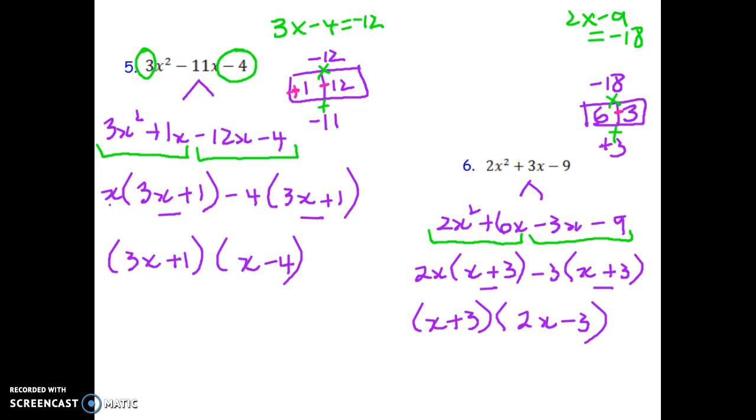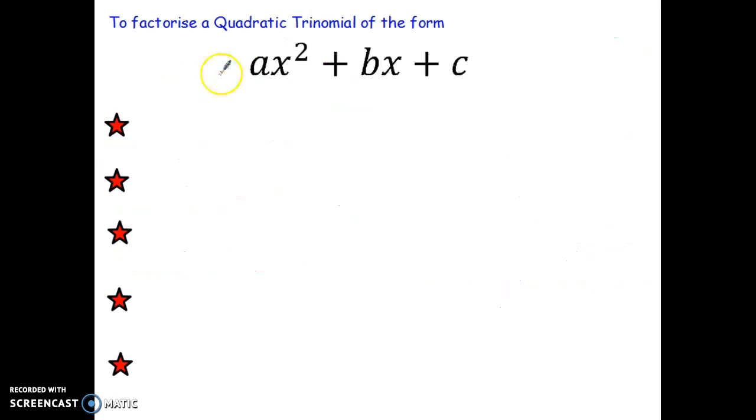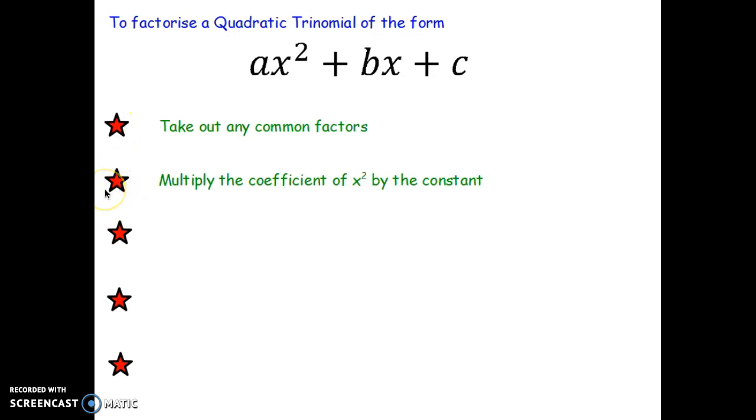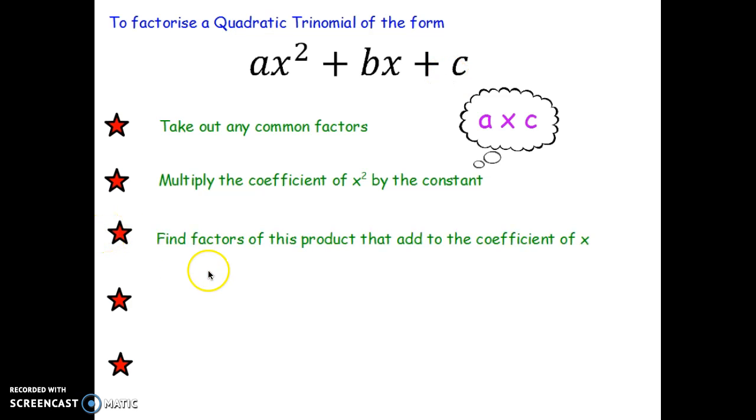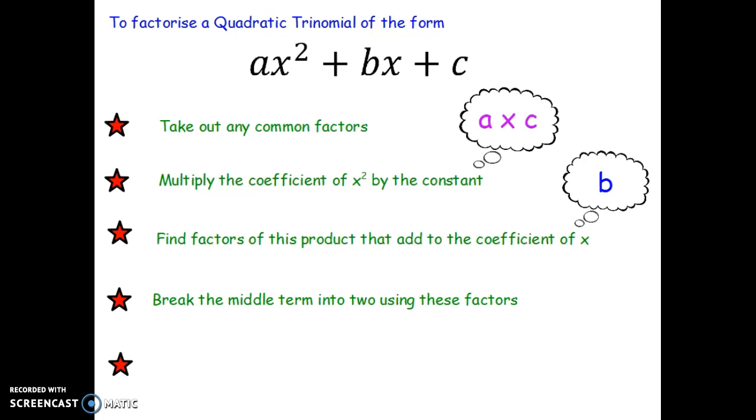So let's sum up everything that we've done here. If you've got a quadratic trinomial of the form ax squared plus bx plus c, and this is our general form of a quadratic, what you're going to do is, first of all, take out any common factors. Secondly, multiply the coefficient of x squared by the constant, and that is just the a times the c. Then you're going to find factors of this product that add to the coefficient of x, which is just that b term. Break your middle term up using those two factors, and then factorise the 4 terms by grouping 2 and 2.